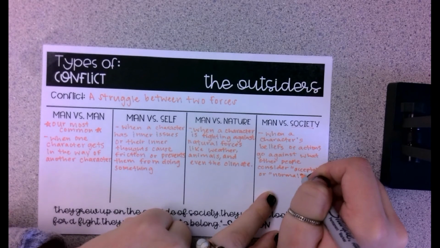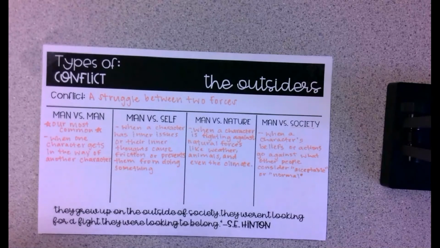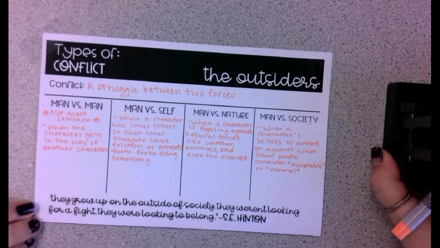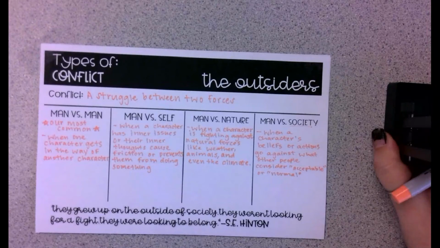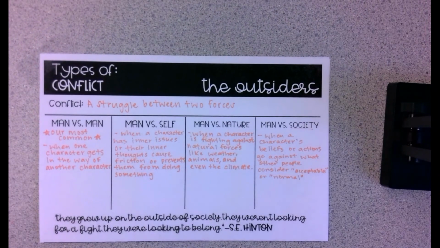Now, man versus society, guys, I'm sure you guys see this a lot in your everyday lives too. Being in middle school, a lot of the times people are judged. A big one is based off of our appearance and what we look like. So there's a standard that we set as a society on what is acceptable or what is normal in regards to how we look. In The Outsiders specifically, I'll give you guys a little thing to look for. The greasers are looked down on for their actions, for their clothes, and for their hair specifically.